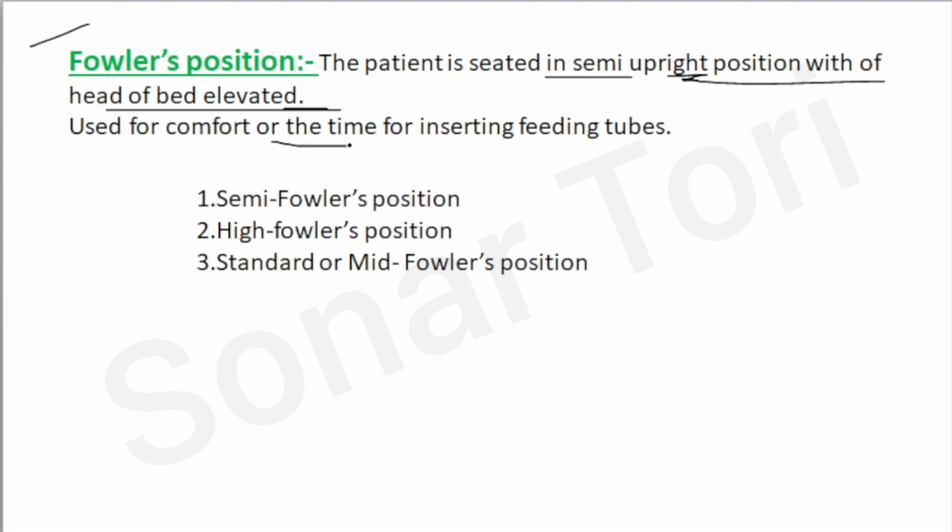And this specific position is sometimes used for comfort or sometimes for inserting feeding tubes. This position can be divided into three types. First, semi-Fowler position, second, high Fowler position, and third, standard or mid-Fowler position. So let's start with semi-Fowler position.